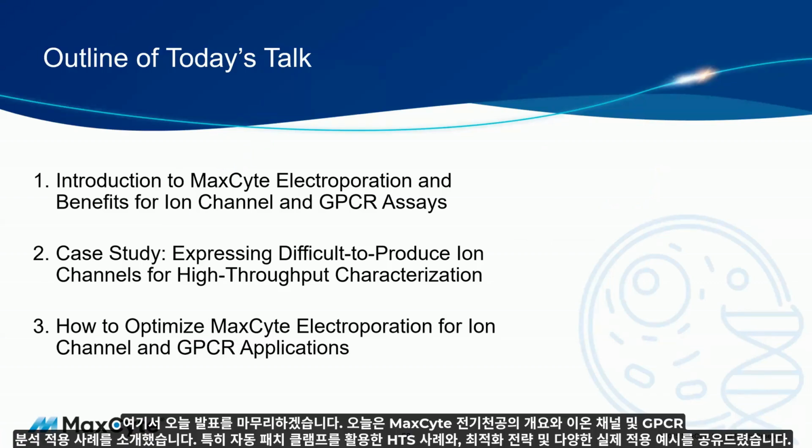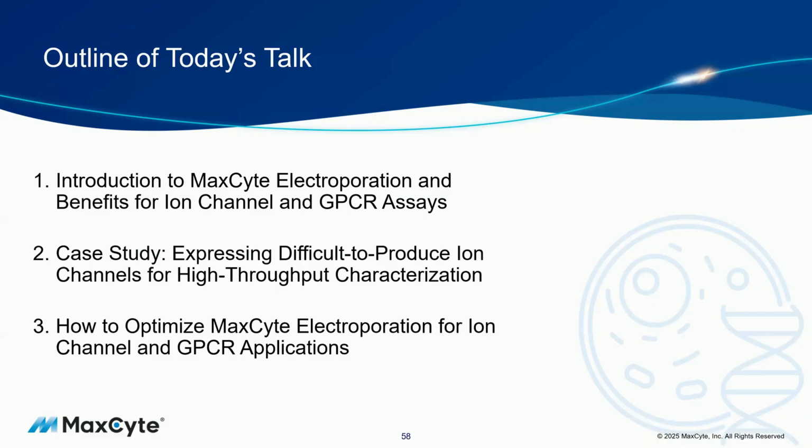So today we talked about an introduction to MaxCyte electroporation and specific examples for how it works for ion channel and GPCR assays. I spoke about a case study with ion channels for high throughput patch clamp assays using MaxCyte. And then lastly, we talked about how to optimize MaxCyte electroporation for ion channel and GPCR experiments, including many examples of how other groups have optimized it and applied it to their studies.